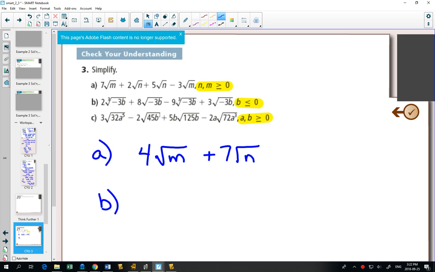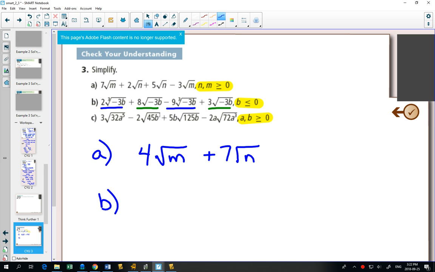Part B, we have cube roots of negative 3b. We have square roots of negative 3b. We can only combine them if the radicals are exactly alike. So the square root of negative 3b and the cube root of negative 3b cannot be combined. But this one and this one can be combined. This one and this one can be combined.